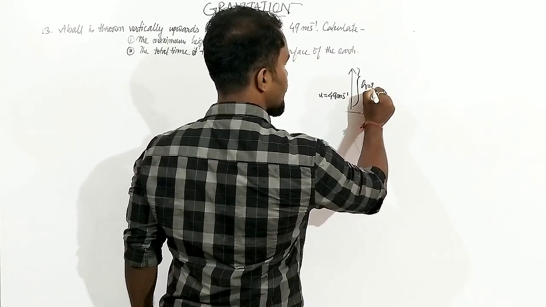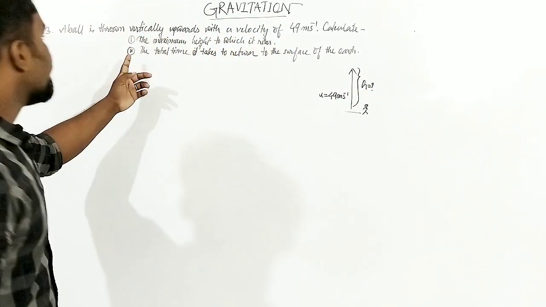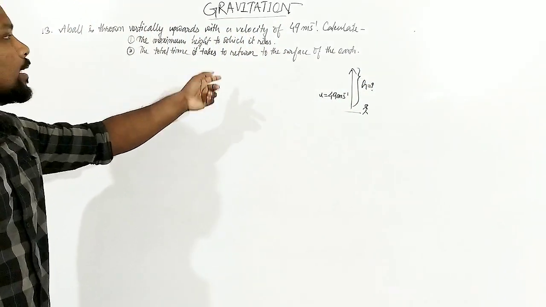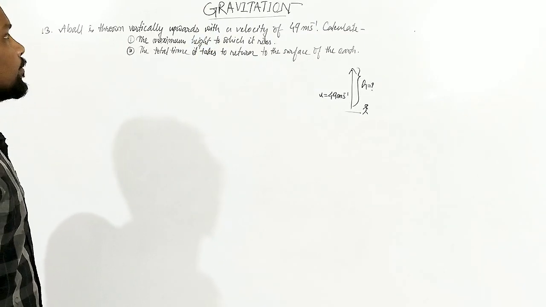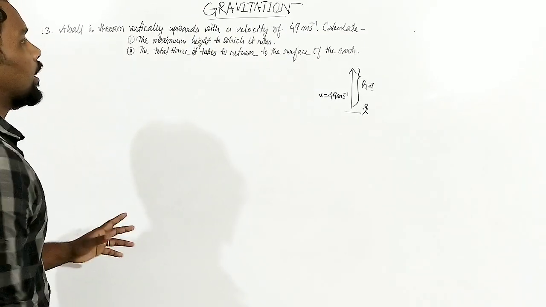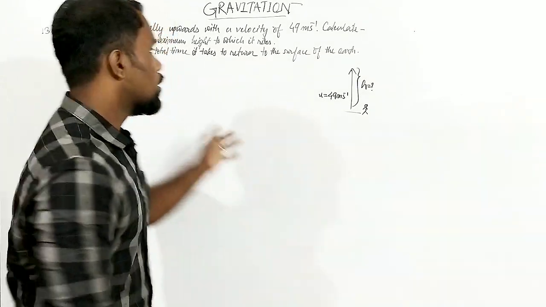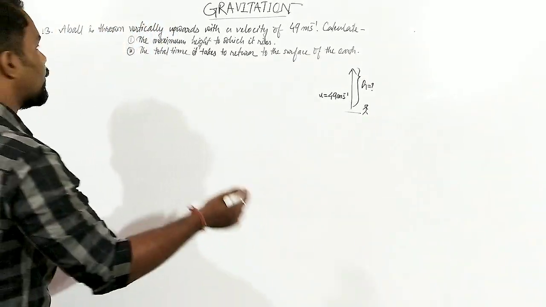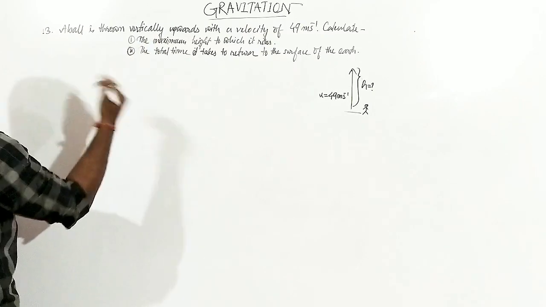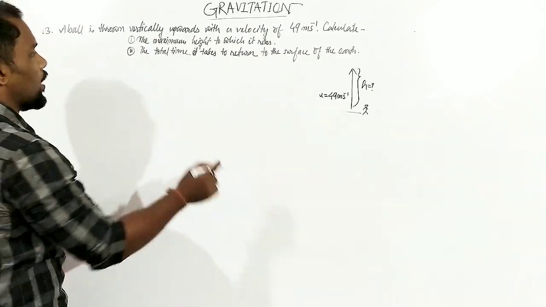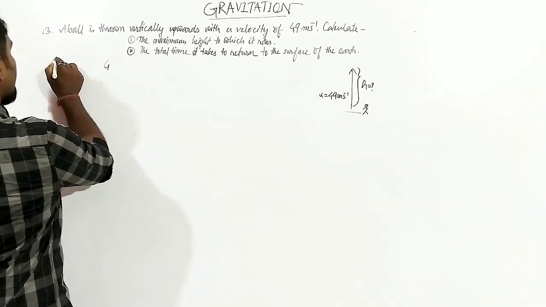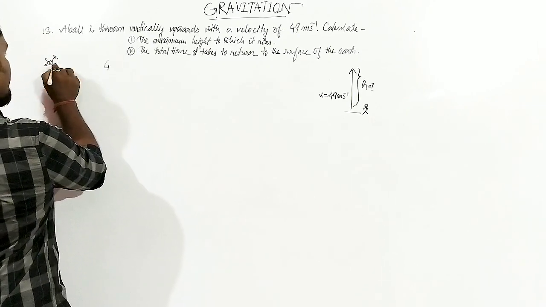We don't know what h is. And secondly, the total time it takes to return to the surface of the earth, right? That means we have to calculate how much time it takes to reach the ground again. So we will solve accordingly. First we will solve the first question, but before that we should write down what is given, as the solution.